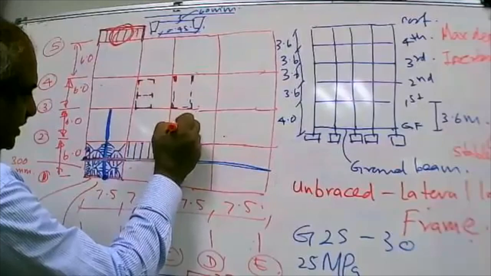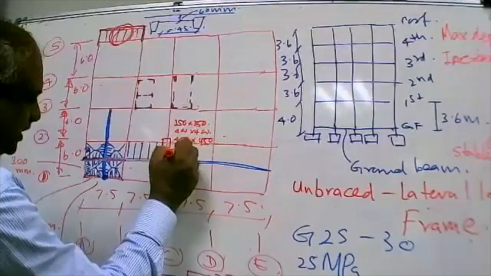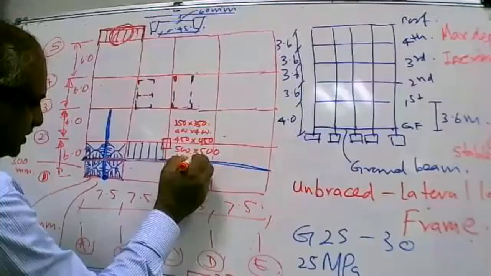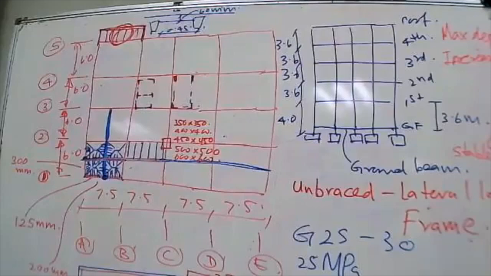400 by 400. 450 by 450. 500 by 500, 600 by 600. What is the size of the column? Any guess? It's a 5-story building. What is the size of the column? How do you find the size of the column?